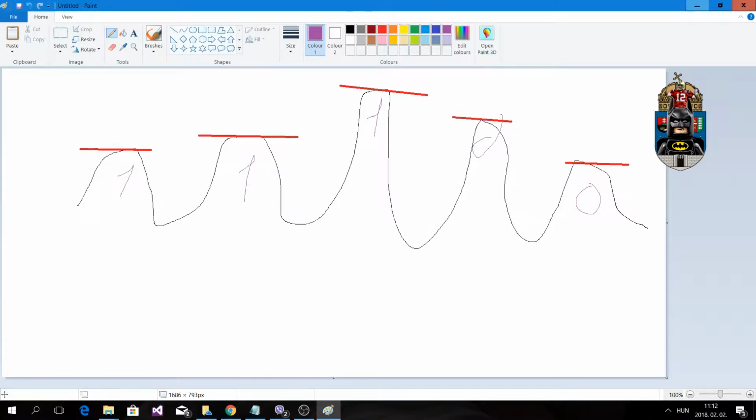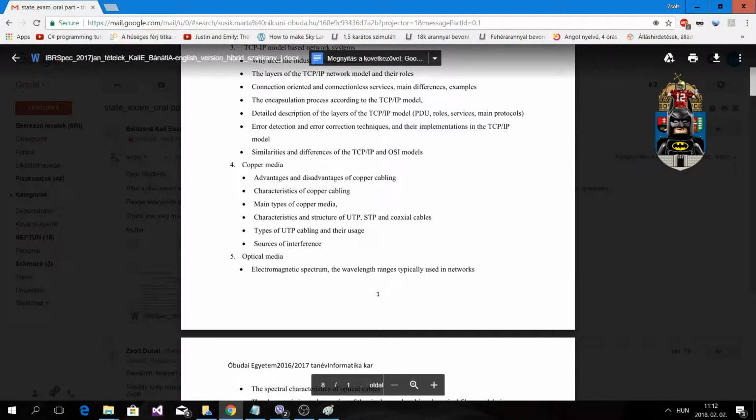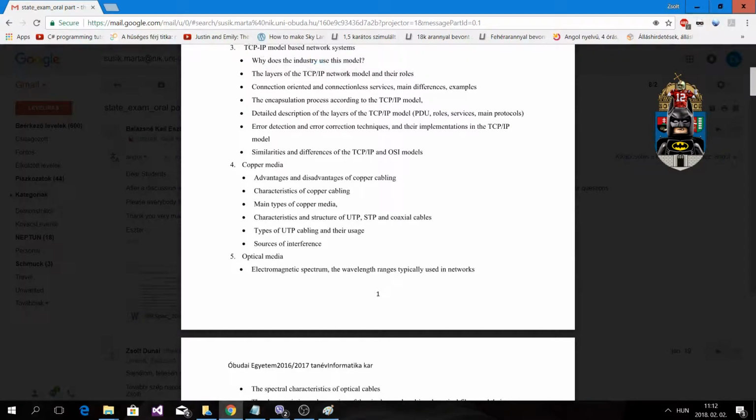Also, I have to emphasize that the physical layer is crucial, because it only transmits data, but it can use copper media, optical media, or wireless transmission. So it is possible that while we are sending traffic from a source to a destination, it will go through all of these three types. The physical layer does the conversion between them, and you don't have to bother with them. So that's the introduction to the copper media.